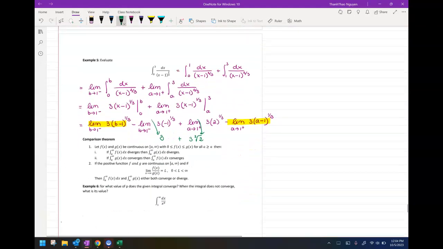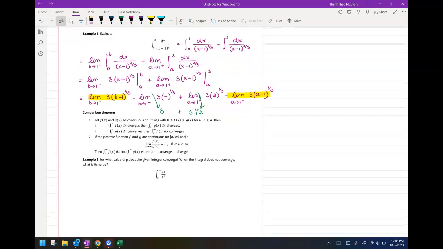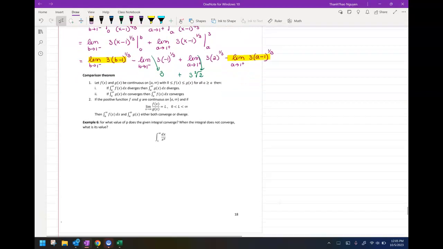A lot of times we have a function for which we can't really calculate the integral directly. So if we can compare the integral with another integral whose result we know, then we can have a good idea of what the value of the integral looks like, or how that integral is behaving. Okay, so let's look at the comparison theorem.